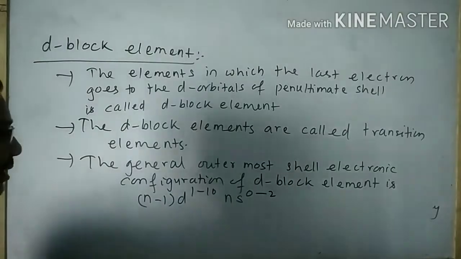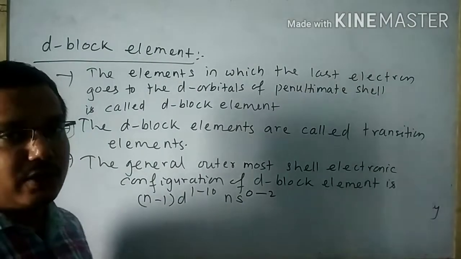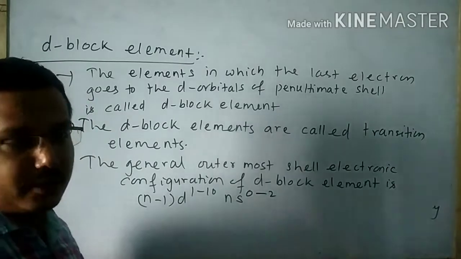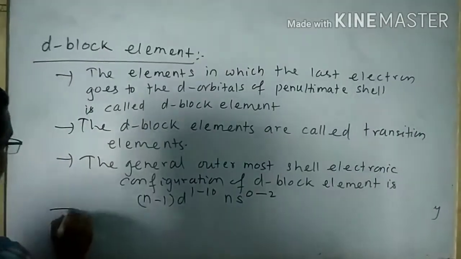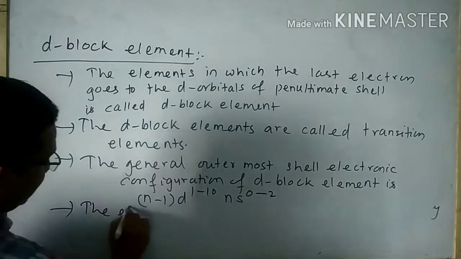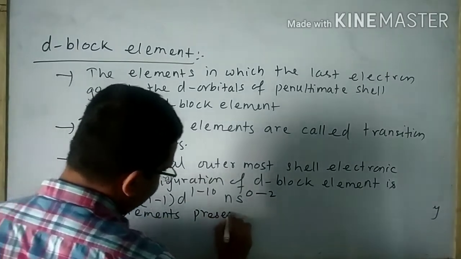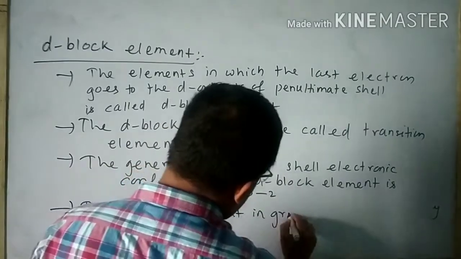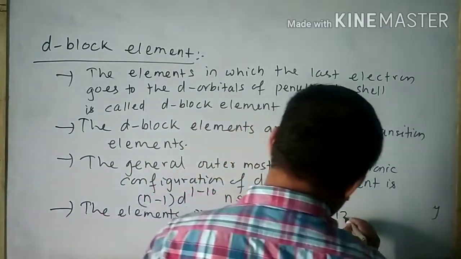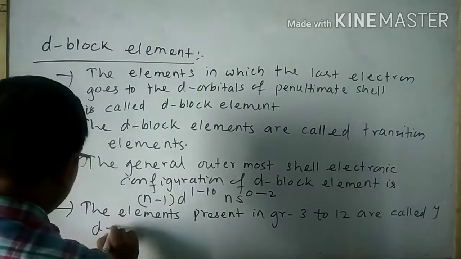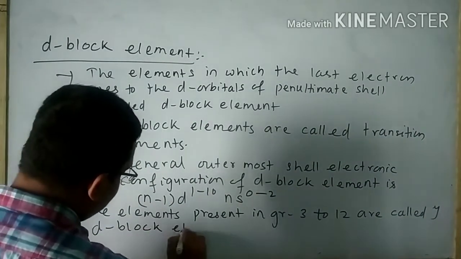It can be easily verified by drawing the electronic configuration of the elements present in the d block. The elements present in group 3 to 12 are called d block elements.